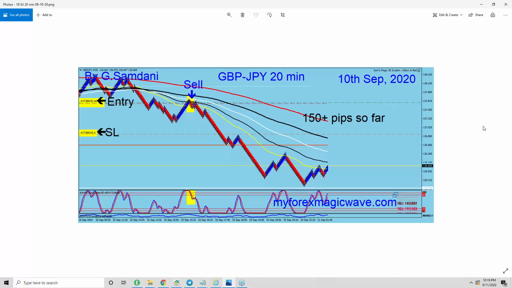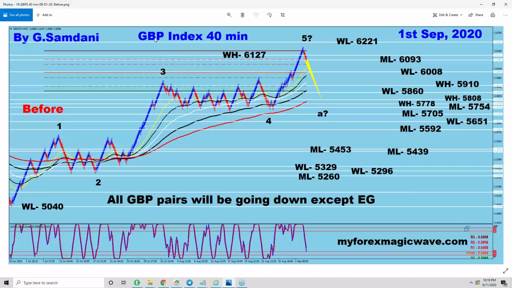Now, these are the trades, I guess. And then let me show you why all these pound shorts went down. This is the pound index 40-minute chart I made on the 1st of September, and it shows that Elliott wave 1, 2, 3, 4, 5 finished, and wave A is supposed to be coming down into this area here. Okay, so the price started to come down. So I said, okay, it will be coming down here. Usually it goes into the territory of the last wave 4, which is right around here.